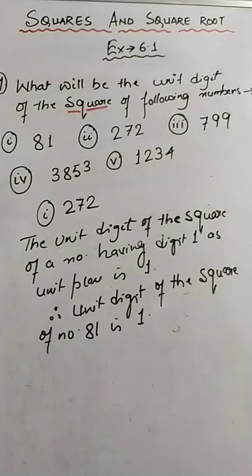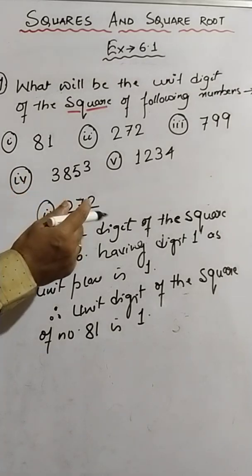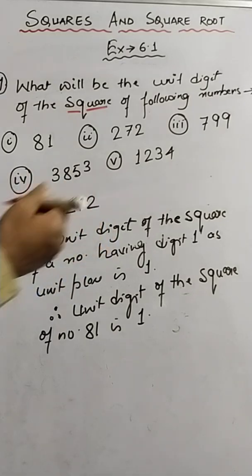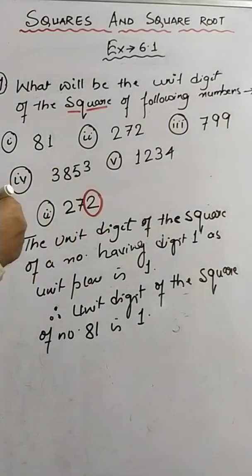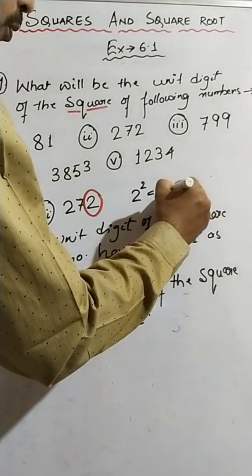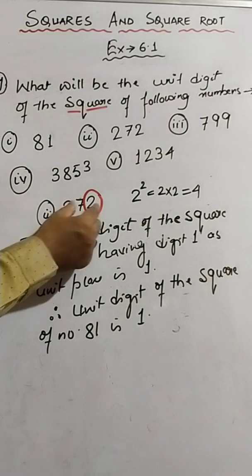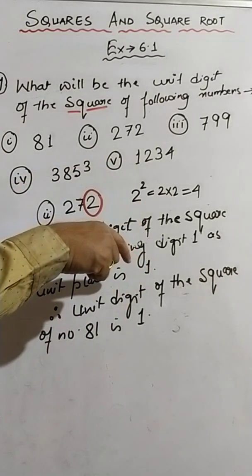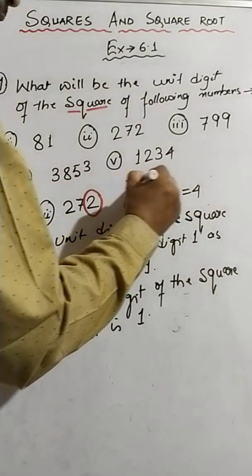So this is sum number 2, students. In sum number 2 we have the number 272, and what is there in the unit digit? We have 2. So we have to see what is the square of 2. That means 2 square is 2 into 2, that means 4. So after multiplying this number with itself, the unit digit of the result will be 4. Okay, so this is a shortcut way of finding it out.